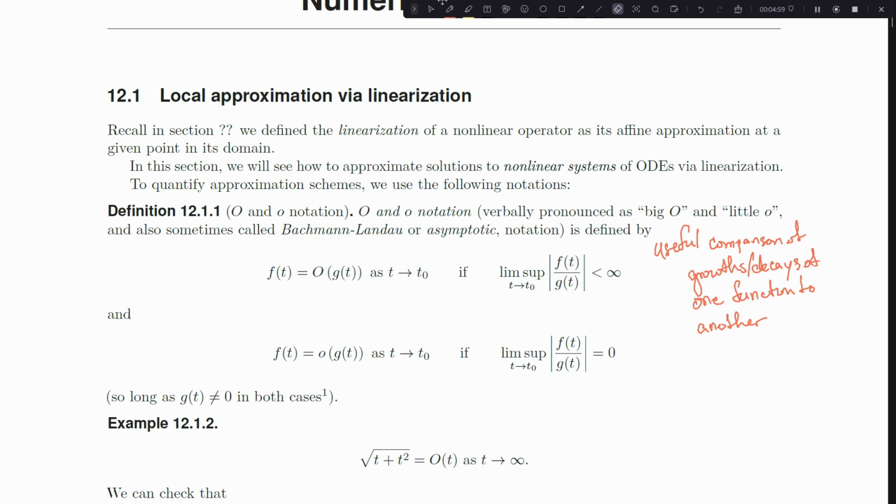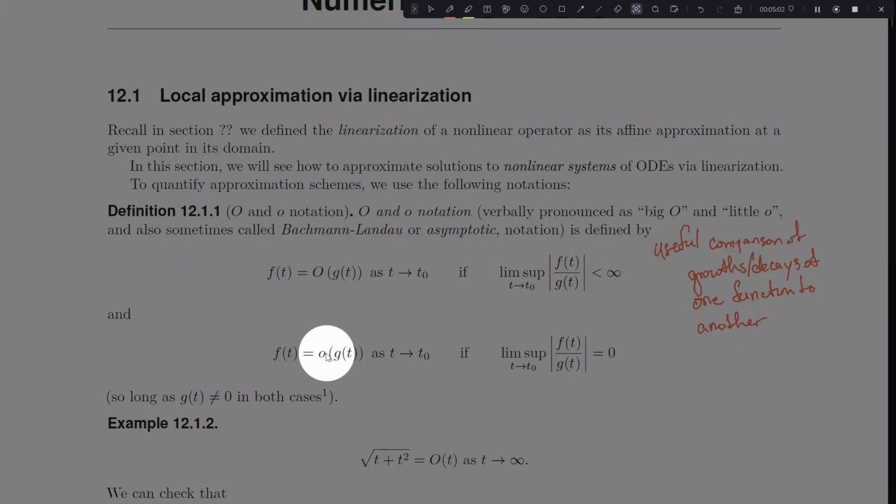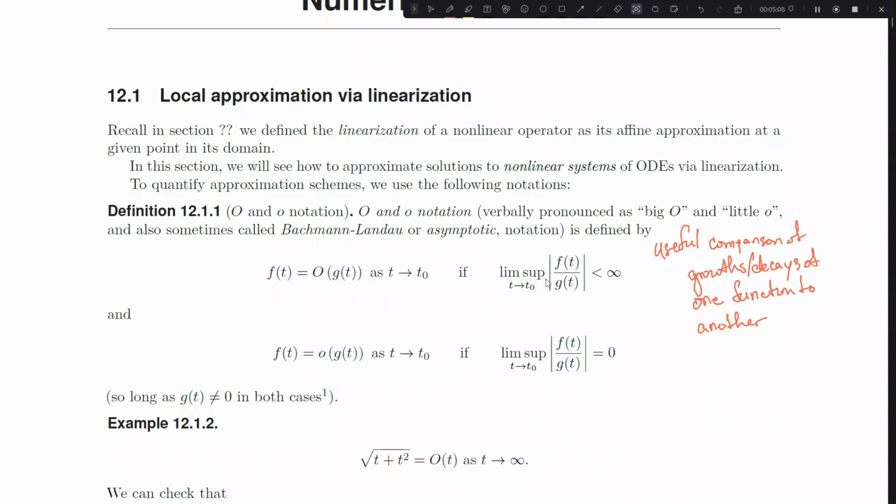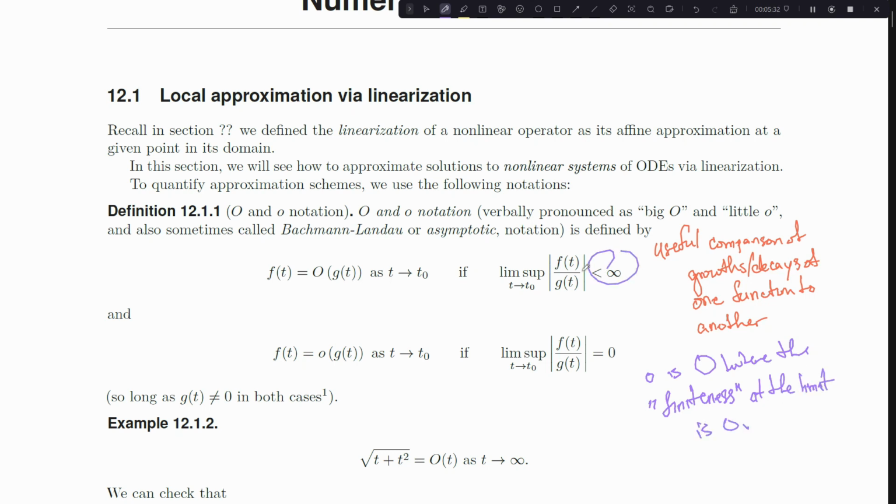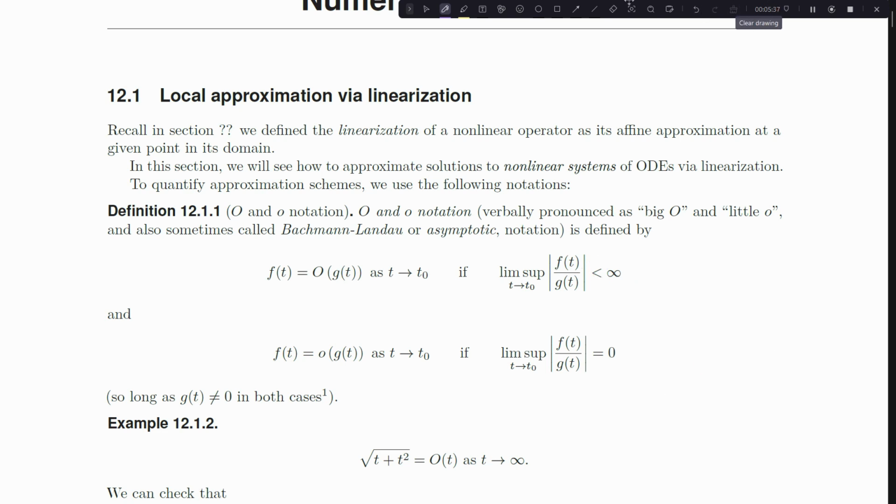And we use that as big O, and we say little o if in fact the limit has to tend to 0. So little o is like the special case of big O, where the finiteness at the limit is 0, right? Maybe this tends to some finite number m there. If that limit is actually 0, then we have little o. Okay, so this is fine to define it as such.